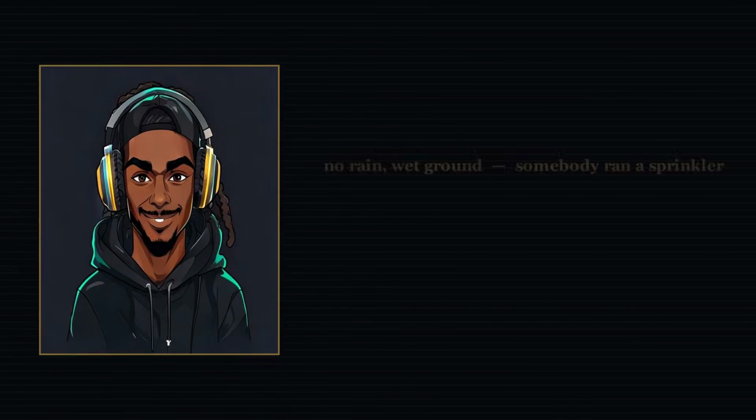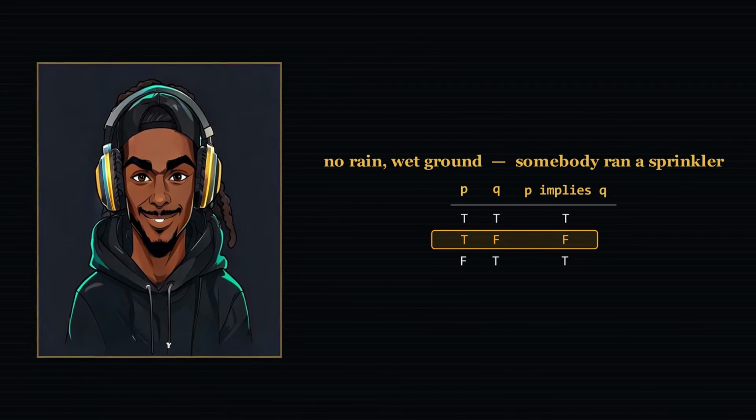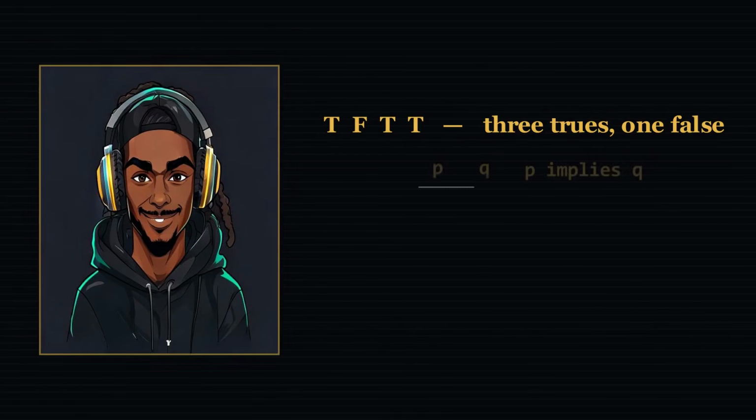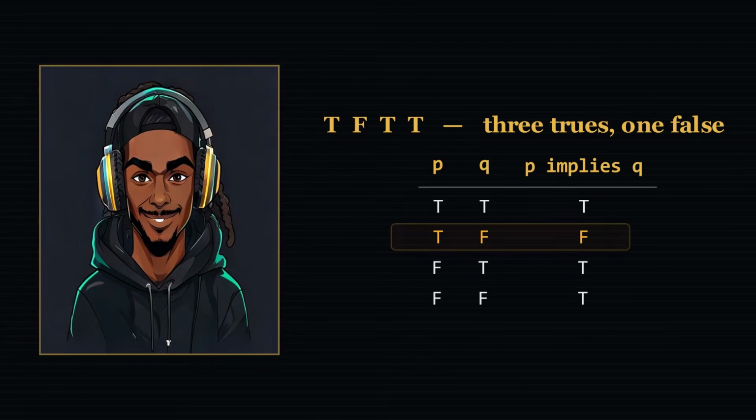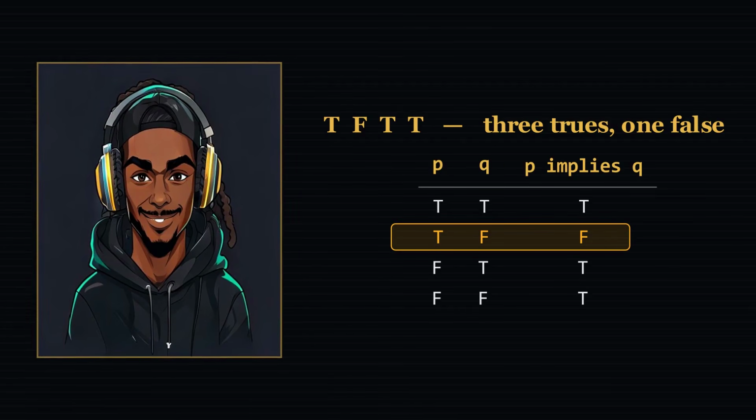Row 3, P false, Q true. It did not rain and the ground is wet anyway. Somebody ran a sprinkler. Did the rule break? No. The rule only talked about what happens when it rains. It made no promise about dry days. True. Row 4, P false, Q false. No rain, dry ground. The rule did not fire and the rule did not break. True. Read the whole column once. True, false, true, true. 3 trues, 1 false.